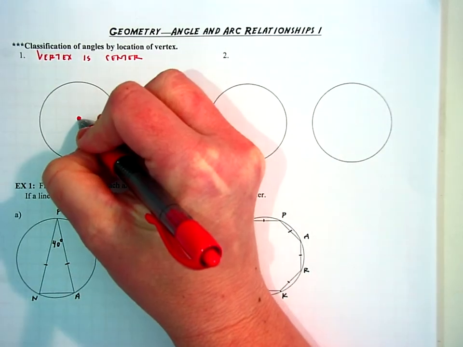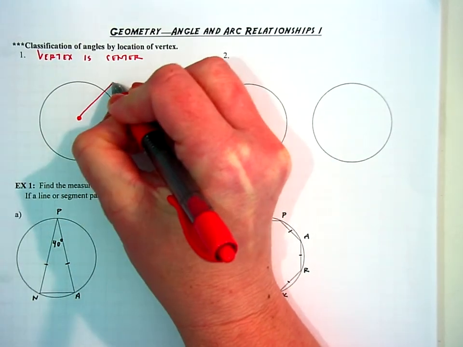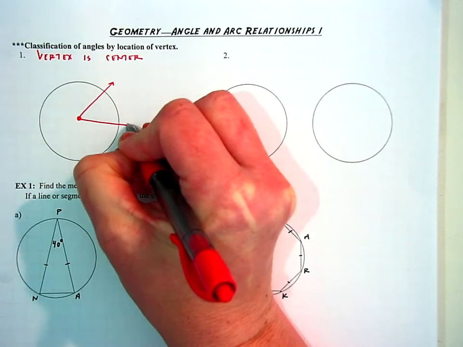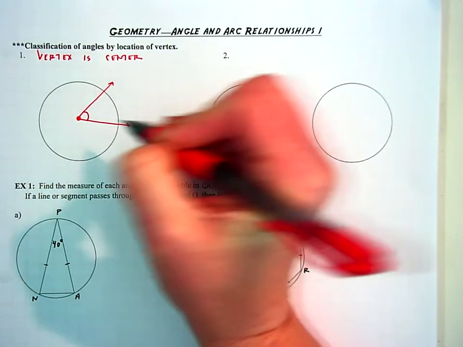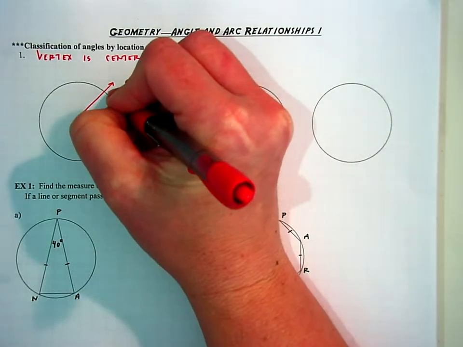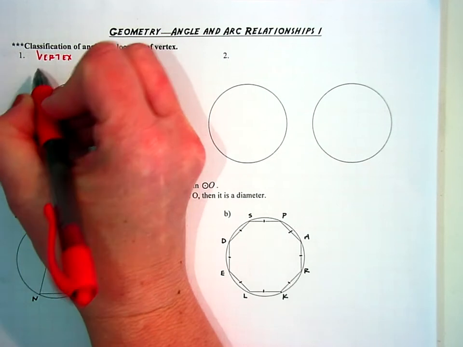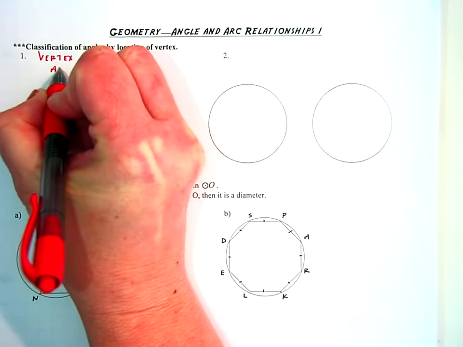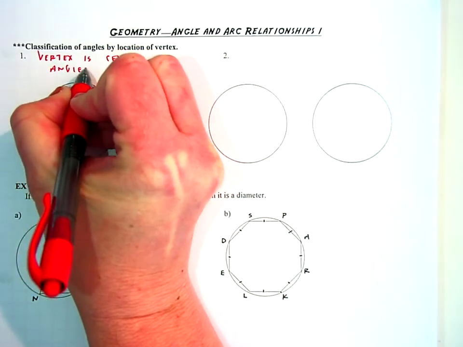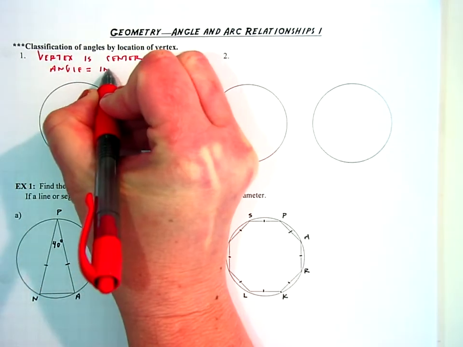So here's the center of my circle. Here is my angle, the rays of my angle. This right here is my central angle. And from here to here is its intercepted arc. So here, to remind you of this relationship, it's the most basic one that we have. This is the one that says that the angle measure will be equal to the measure of the intercepted arc.